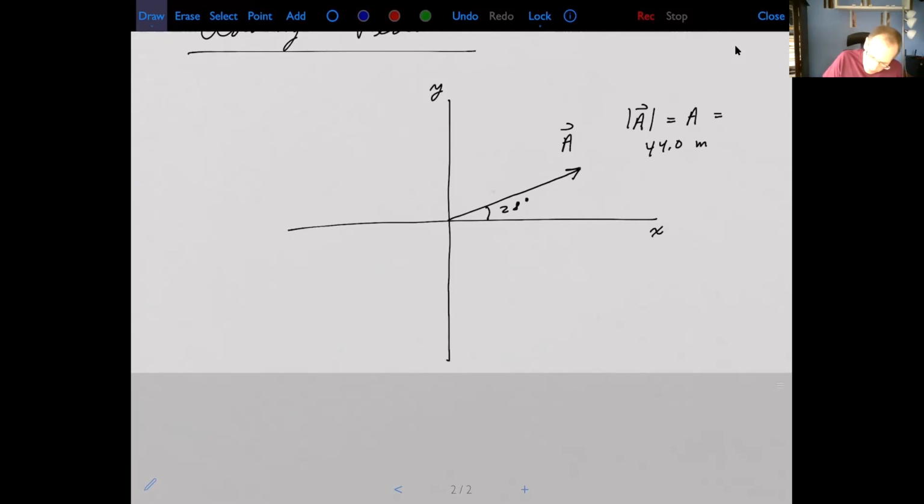Some books actually use double vertical lines also to represent the length of it, the magnitude of it. It means like the norm of it. So all those really mean the same thing. They're the magnitude of that vector A. Then let's say I have vector B, which is like this. Let's say the angle it makes with the positive x counterclockwise is 124 degrees, and the magnitude, I'll just write B here, is 26.5 meters.